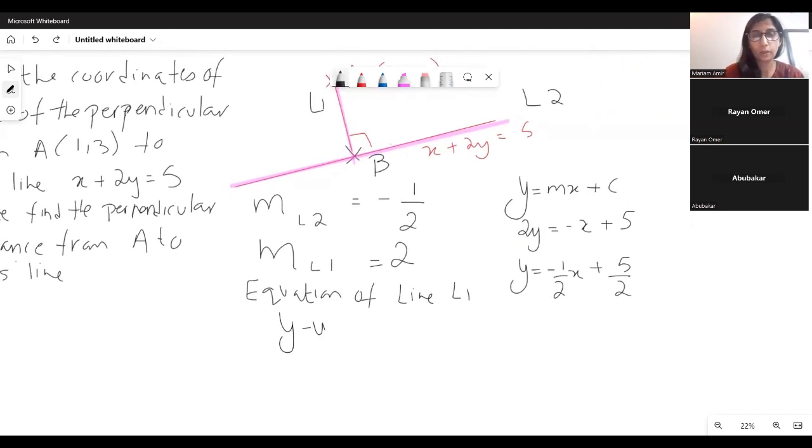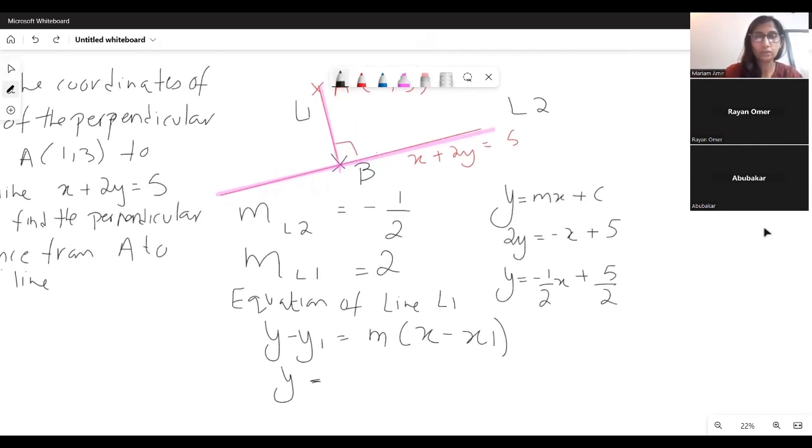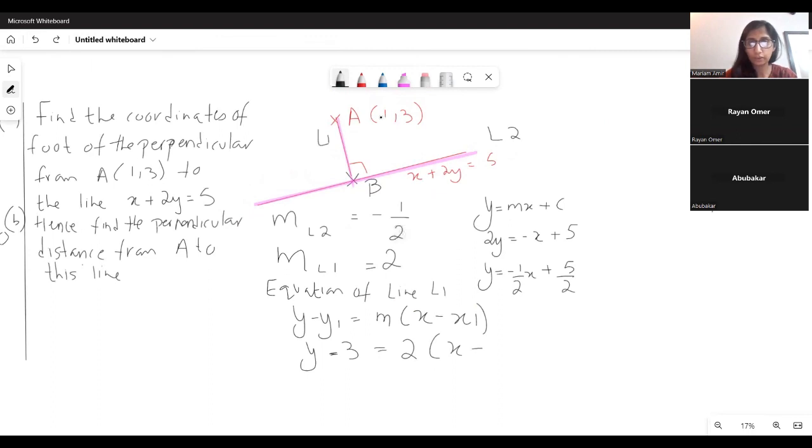So y minus y1 equals m(x minus x1). What is y1? What was y for A? It was 3. So y minus 3 equals m, which is 2, and then x minus, what was the x for A? It was 1. So minus 1. Did you understand all of that, Ryan?